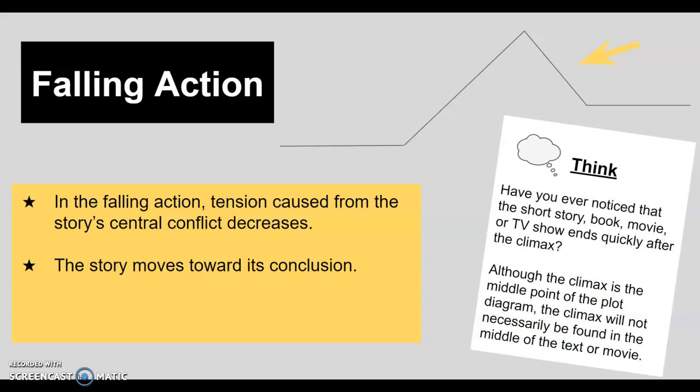So think about this connection between the plot diagram. Have you ever noticed that the short story, book, movie, or TV show ends quickly after the climax? Although the climax is the middle point of the plot diagram, the climax will not necessarily be found in the middle of the text or movie.